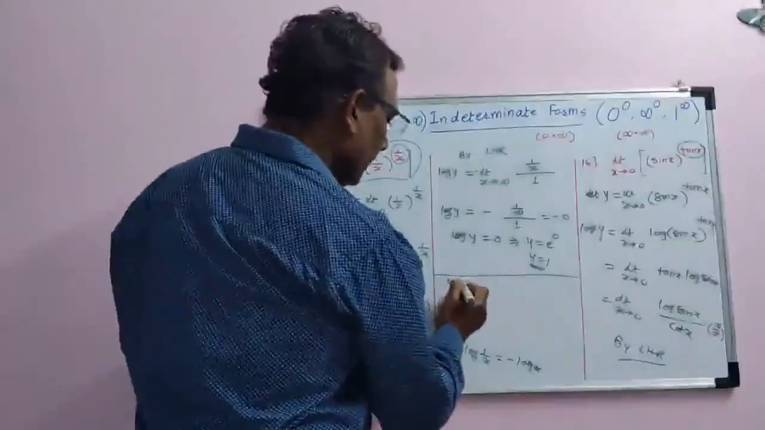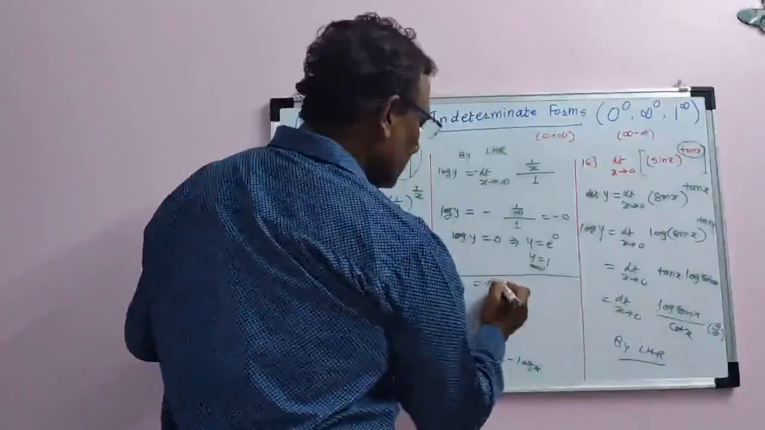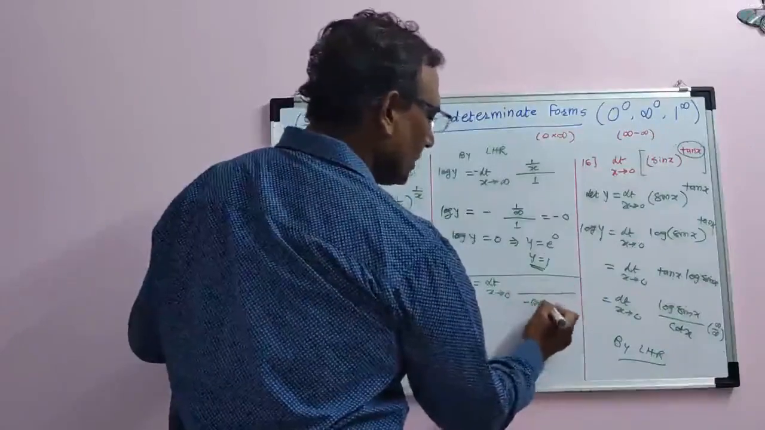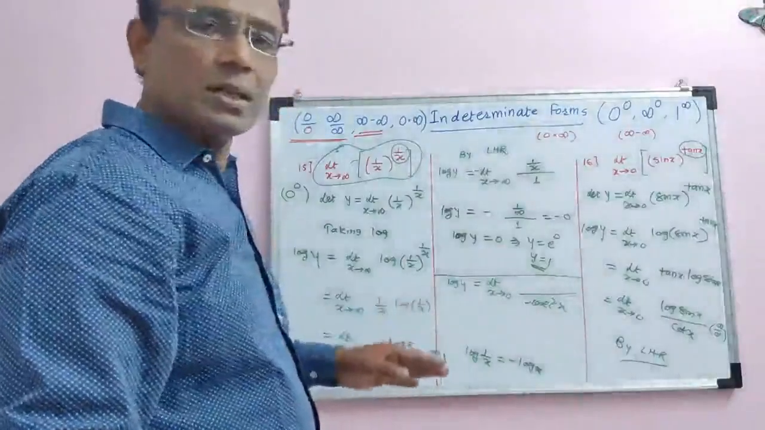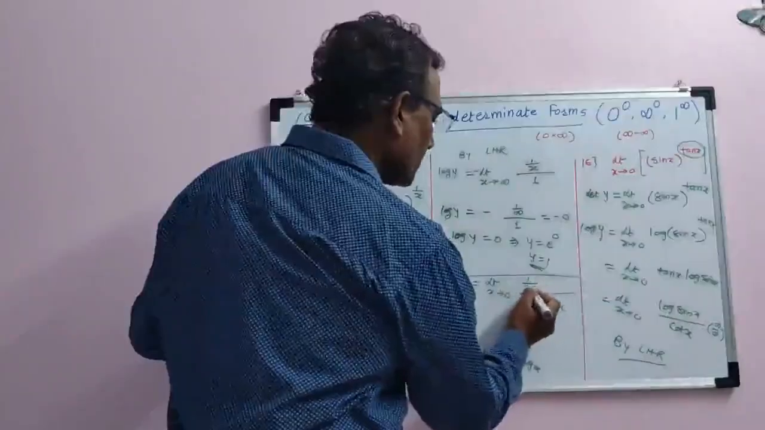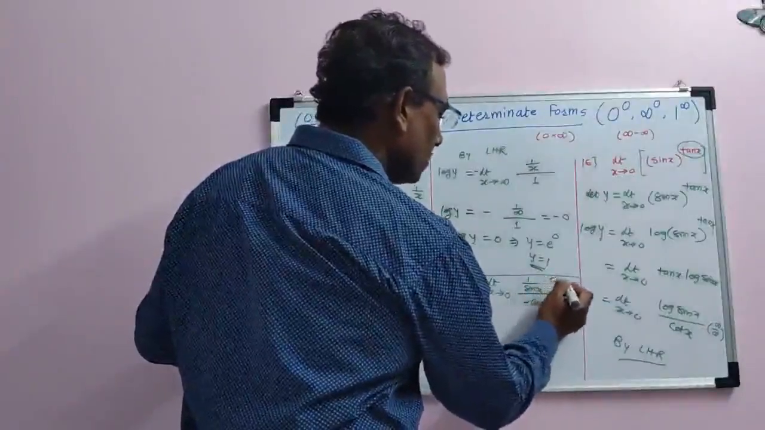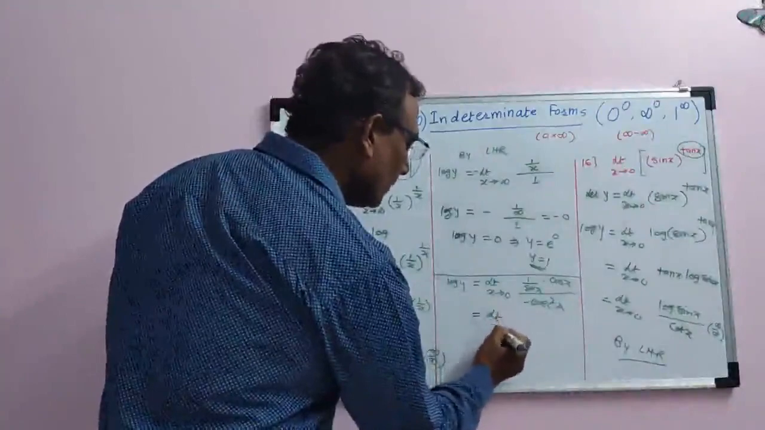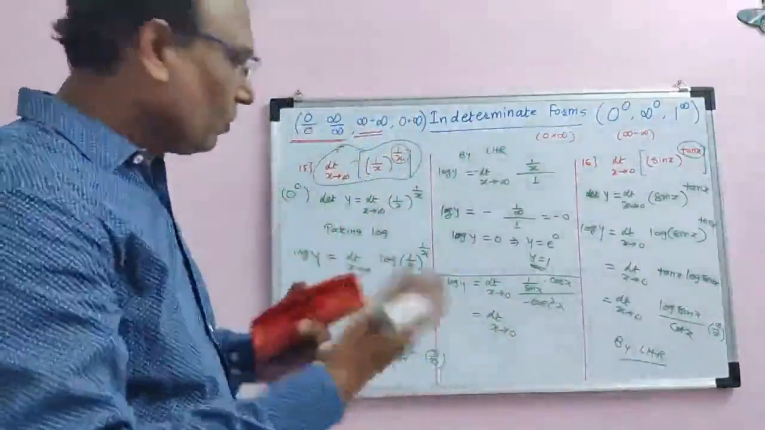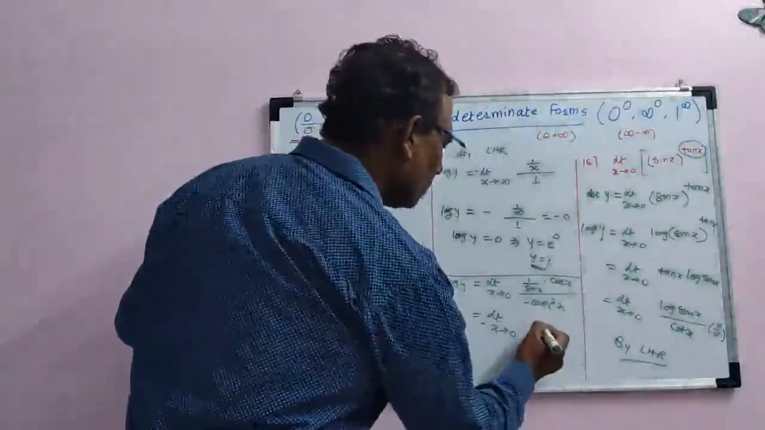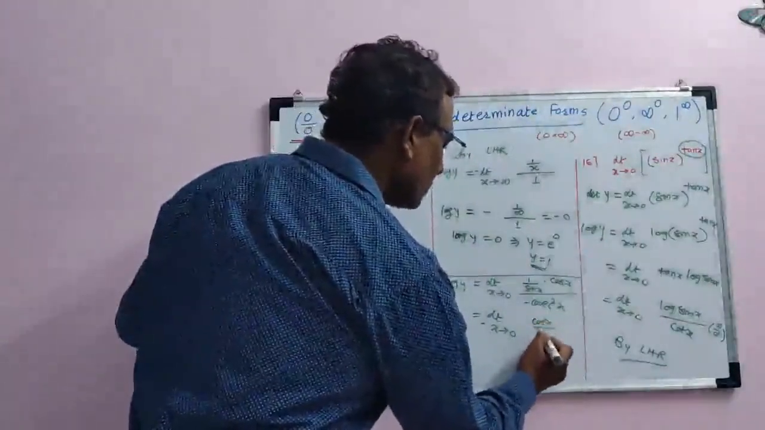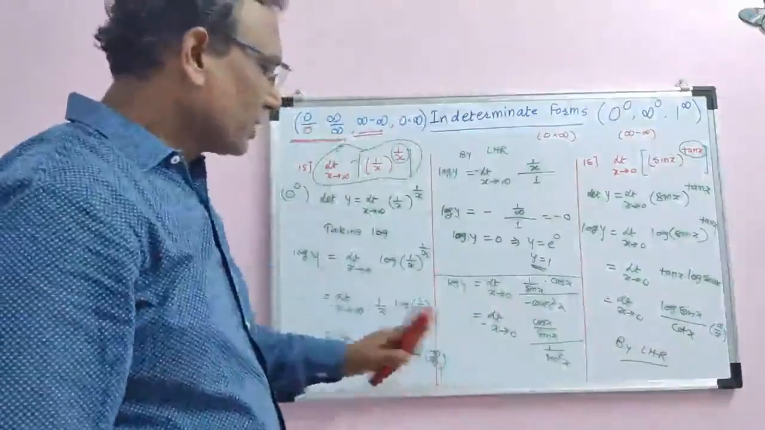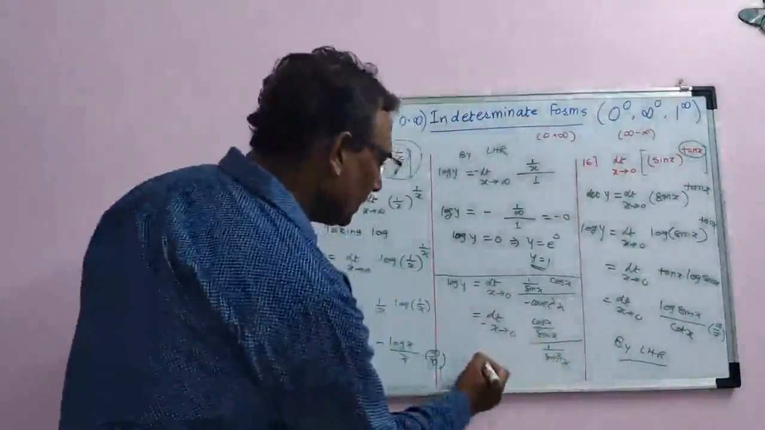Now log of y is equal to limit x tends to 0, by L'Hospital rule. The derivative of cot is minus cosec square x. The derivative of log sin x is 1 by sin x into the derivative of sin, which is cos x. Now, the right hand side we are solving. When you apply L'Hospital rule, if possible, try to solve for one or two more steps if simplification is possible there. And this cosec square is 1 by sin square. The minus sign I have taken outside.